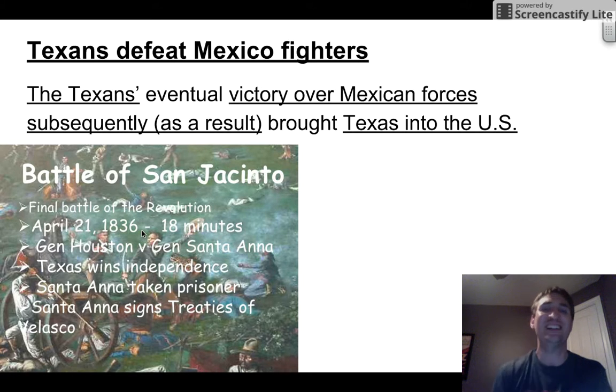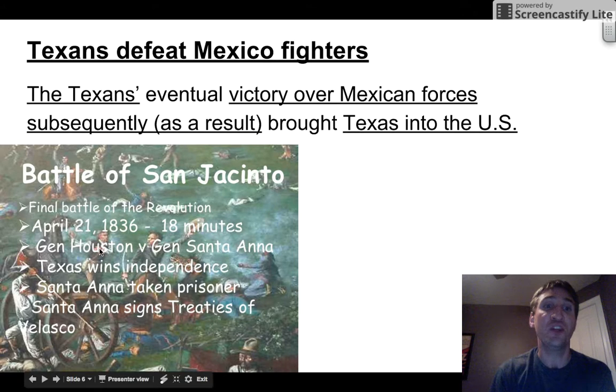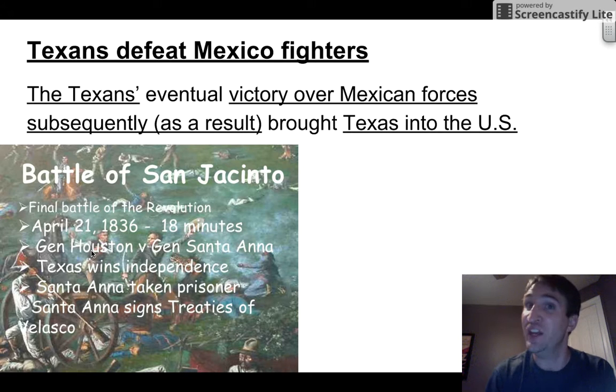The battle lasted 18 minutes. General Houston went up against the Mexican General Santa Anna, and General Houston wins independence. Santa Anna, meanwhile, is taken prisoner. Houston, it's named after this general, the city, I mean.